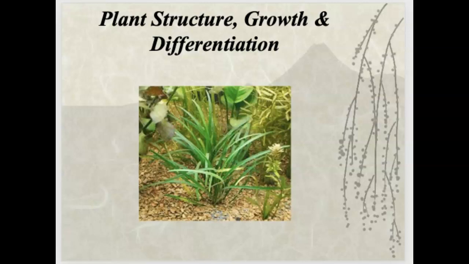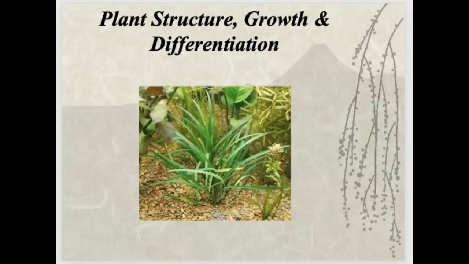All right, so what we're going to talk about here is the general features associated with plant structure, plant growth, and this thing we call plant differentiation, or more appropriately, cellular tissue differentiation. So this is going to apply primarily to the vascular plants. The non-vascular plants work a little bit differently because some of these plant structures are not going to be present in some of those guys.